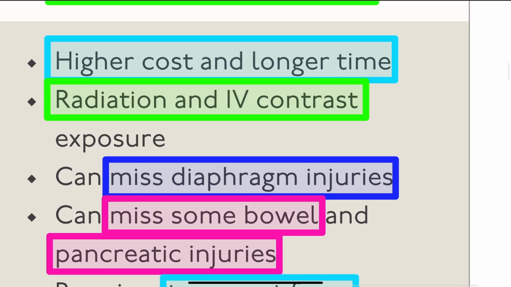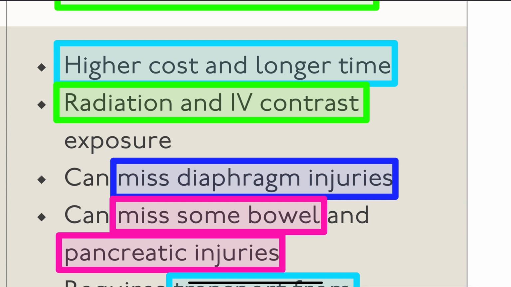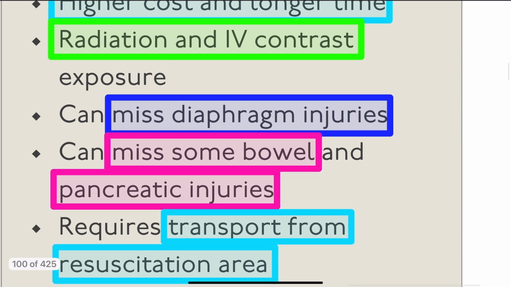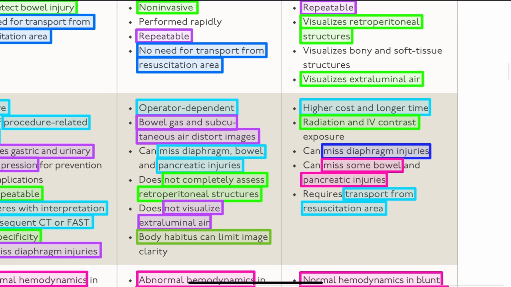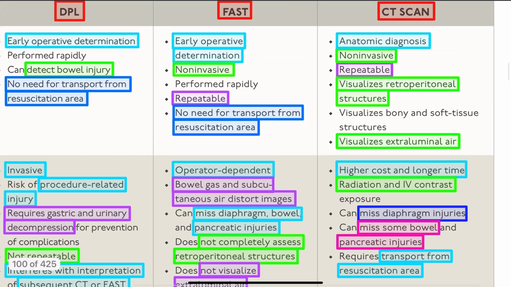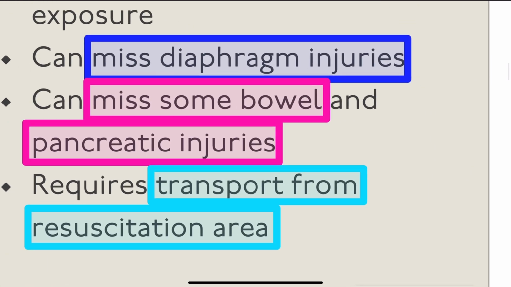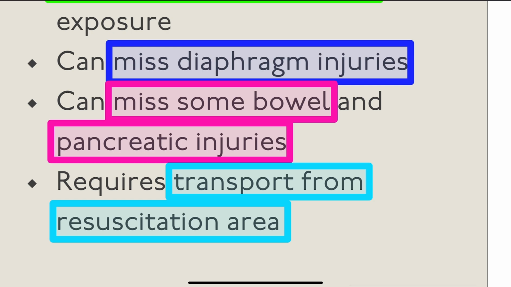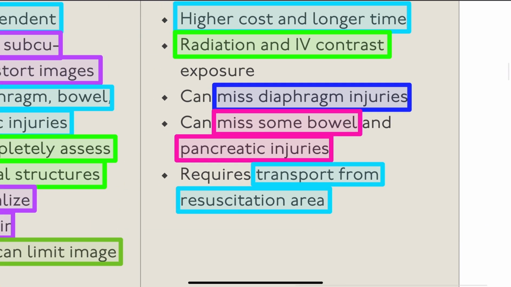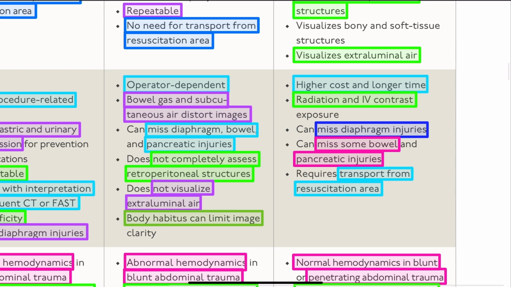But the CT scan has higher cost and longer time, and it is also associated with radiation and IV contrast exposure, and you can also miss diaphragm injury. So diaphragm injury you can miss by all three: DPL, FAST and CT scan. We'll tell which investigation can diagnose diaphragm injury very soon. It can also miss some bowel or pancreatic injury, and it requires transport from the resuscitation area. So this is the differentiating feature from the other two.